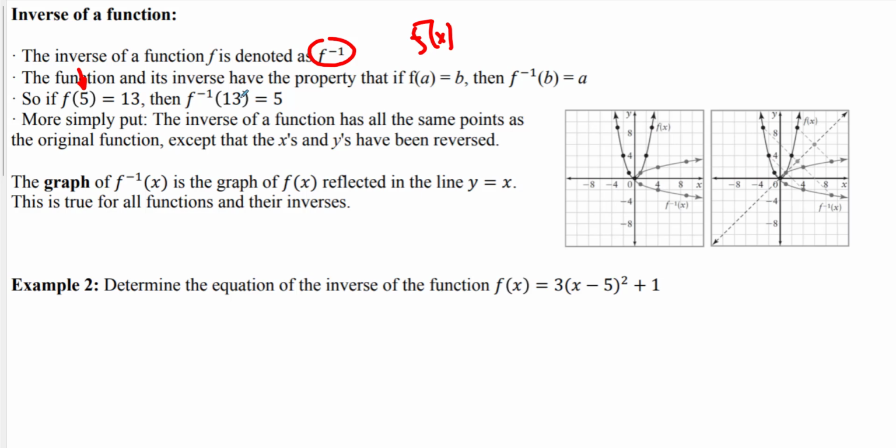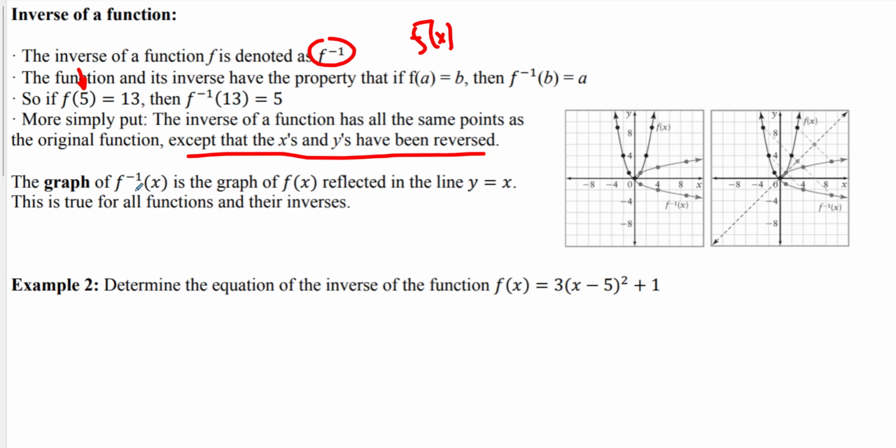Now, if I take the inverse function and I sub in a value of 13 for x, then I know the value of y would be 5 for my inverse function, because they share that property of having inverse values when it comes to their points. So more simply put, the inverse of a function has all the same points as the original function, except the x's and y's have been reversed. So that's it. That's the simple way to do it.